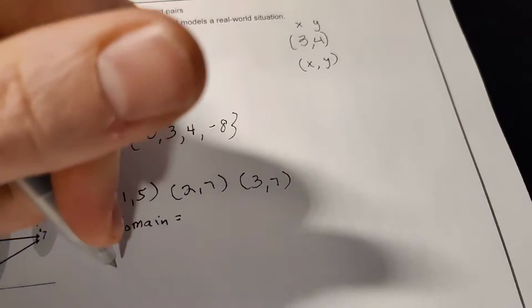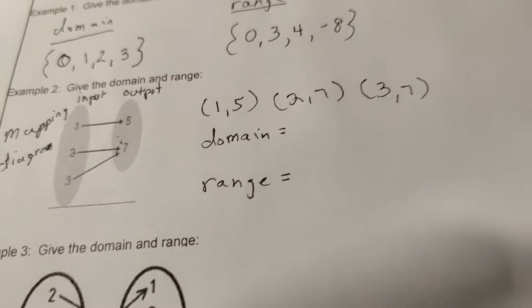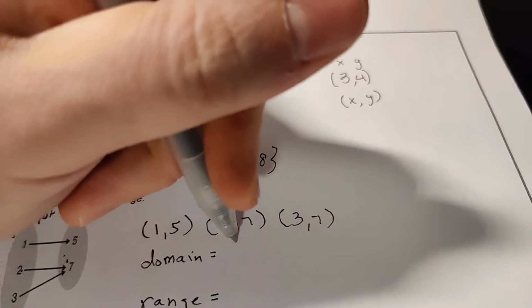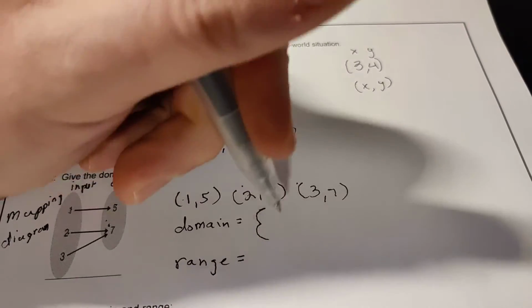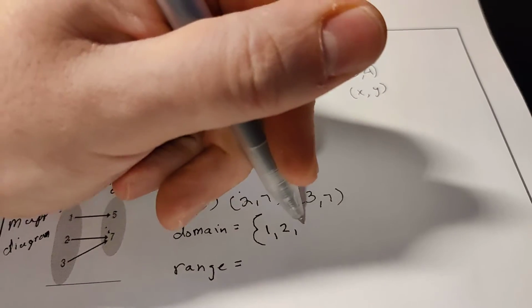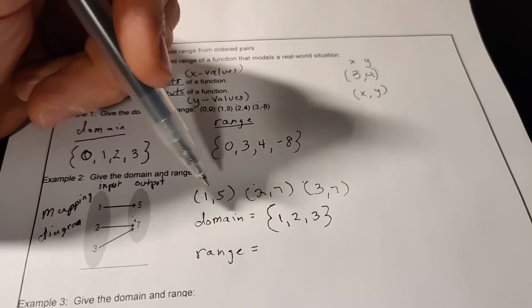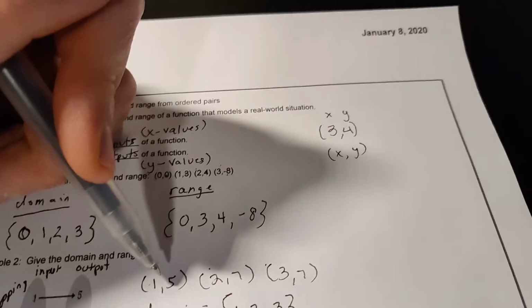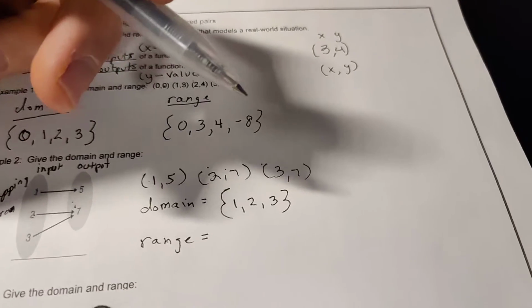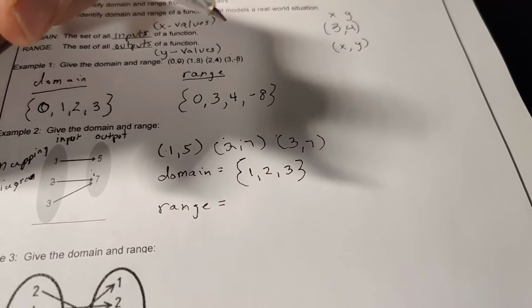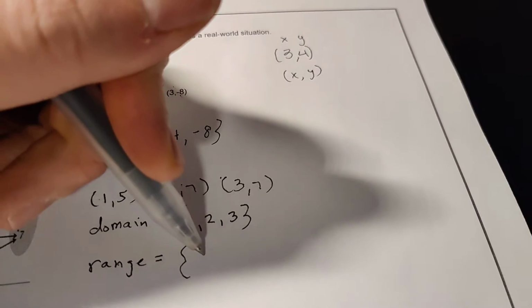Domain. All right, again, we're going to use those brackets. So the domain, we're looking for the different possible inputs or x values. Well, that's just 1, 2, and 3. The range, we're looking for the different possible y values or outputs. So we have 5, 7, and another 7. Remember that since we have a repeated value, we're only going to use it once. So my range is going to be just 5, 7.